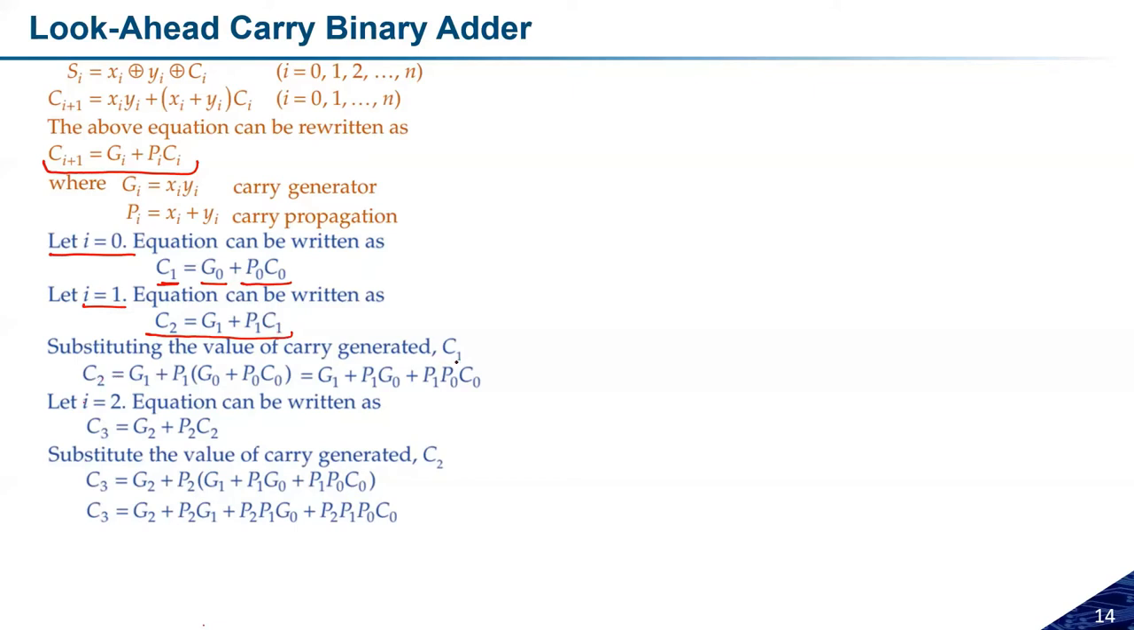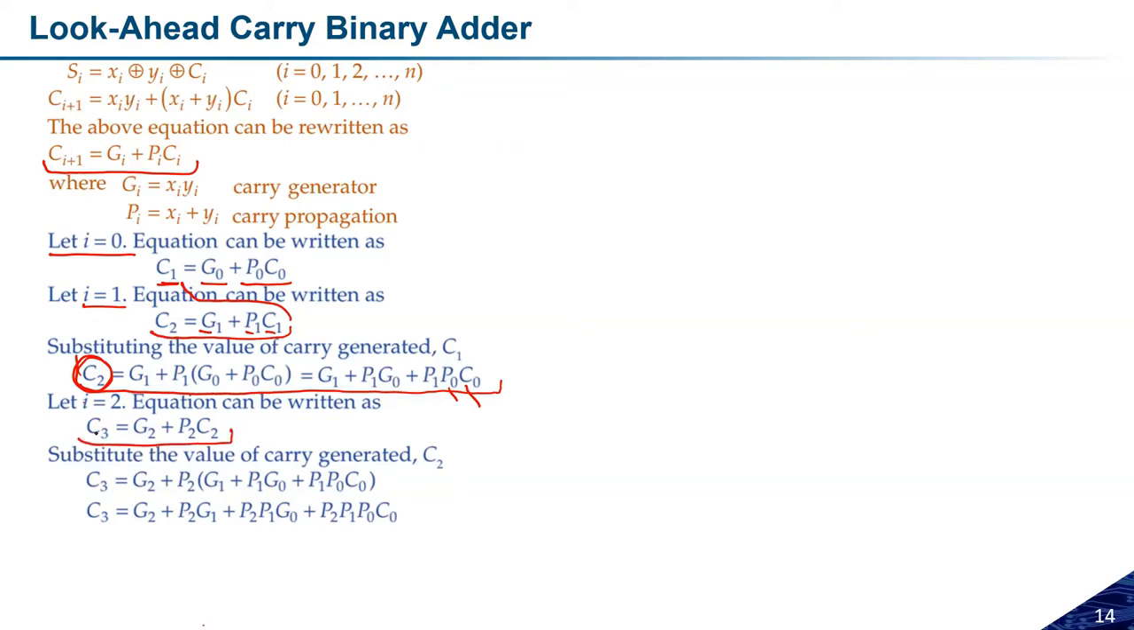Similarly, C2 depends on G1 plus P1 C1, and this C1 we have already calculated over here. If I put this value into this equation, I will get an expression like this. So this becomes the final expression. C2 is now expressed in terms of C0, P0 itself. It is not waiting for the previous carry. So this is how we can do that.